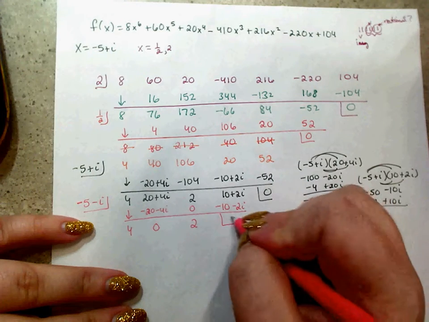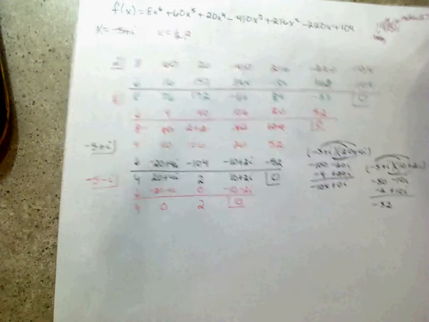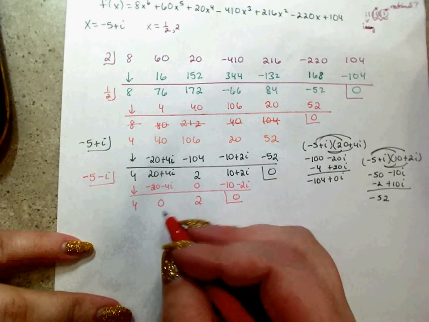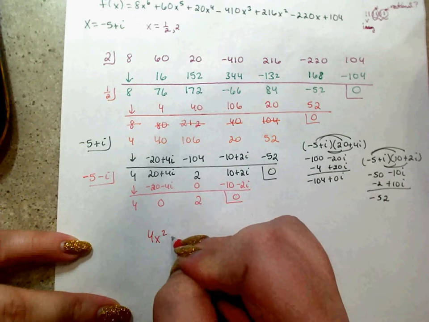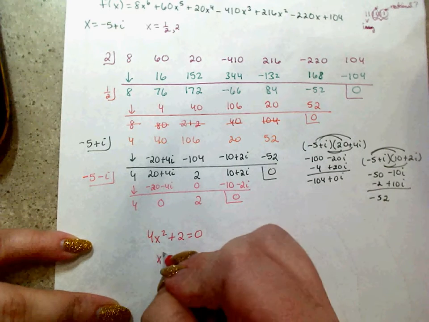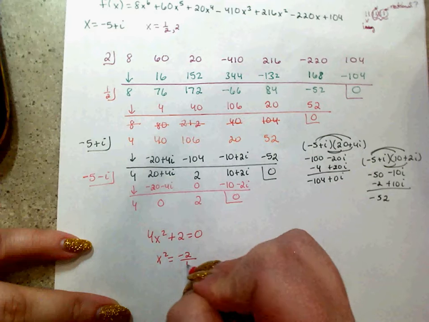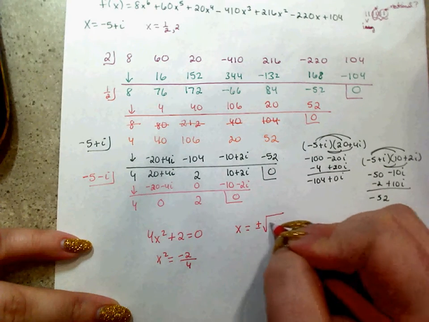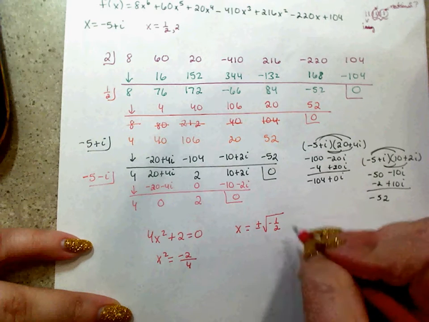So at that point, I'm left with a quadratic: 4x squared plus 0x plus 2 equals 0, and you're trying to solve. So I would subtract the 2, divide by 4, it's negative 1/2. Take the square root, x equals plus or minus the square root of negative 1/2. Take the i out, plus or minus the square root of 1/2 i. If you want to simplify that, you can.